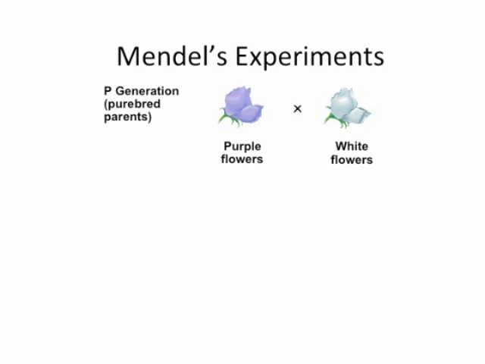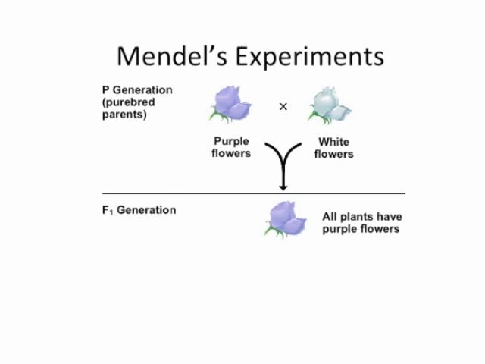So he crossed a purple flower with a white flower plant. He took the pollen from one and crossed it into the other one. And what he found is that every single offspring of that cross, when he grew them up, had purple flowers. So all of them had purple flowers. So he thought that was really interesting.